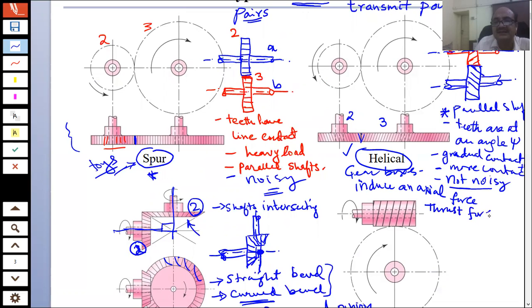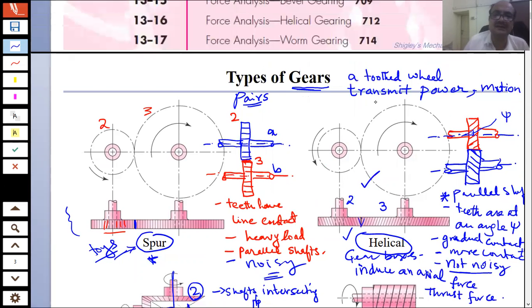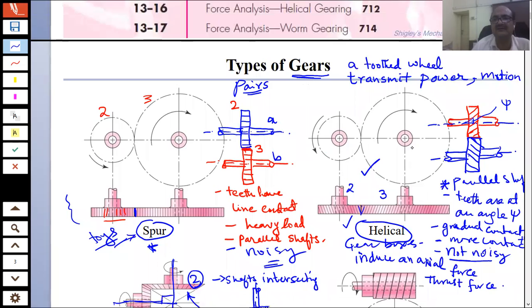So there is a thrust load when you use helical gears. And for that purpose, there is another gear. In order to get rid of this problem, you can use a double helical gear. For example, over here, I can put another helical gear where the teeth of that helical gear are opposite to this one.